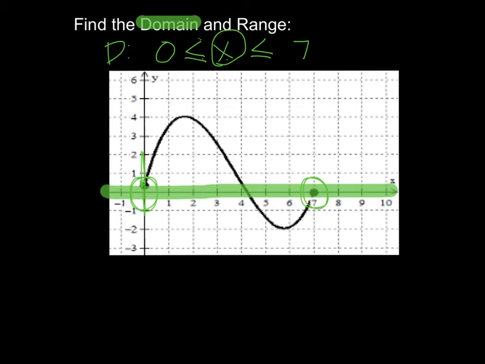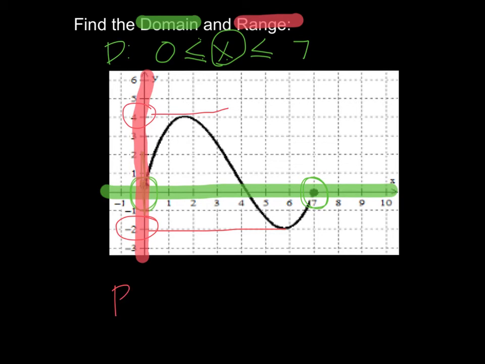Okay, now the range. Let's switch gears. So for the range, we need to, again, highlight your y-axis and check where your graph starts from the very bottom. So you trace here from the very bottom, and you would notice that your graph starts right here at -2, all the way to the highest point at 4. So how would you write that? Range is y from -2 to +4.